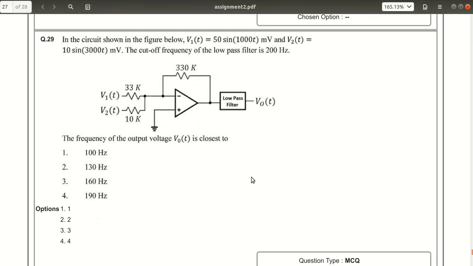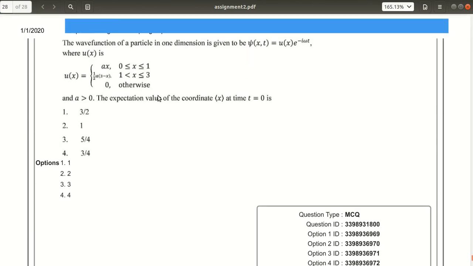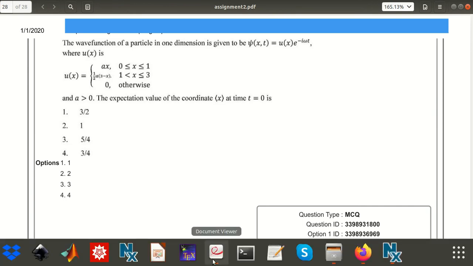Right. Okay, so now the last question. The wave function of a particle in a one dimensional box is psi(x,t) equal to u(x) e to the power minus i omega t, where u(x) is equal to ax in 0 to 1, a by 2 into (3 minus x) in 1 to 3, and 0 otherwise. At t equal to 0, we need to calculate the expectation value.